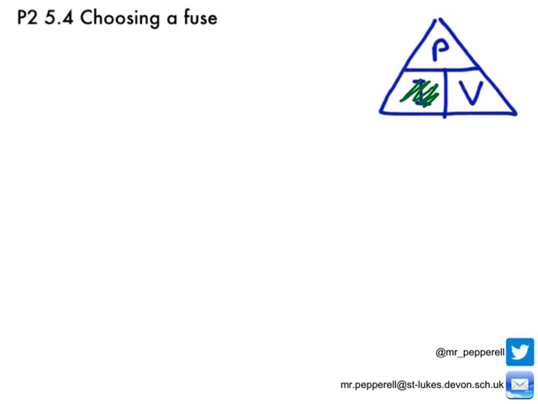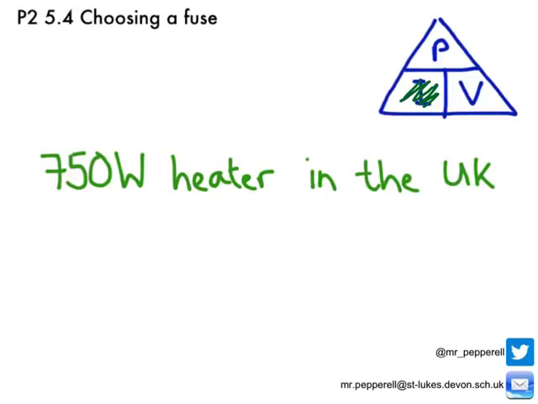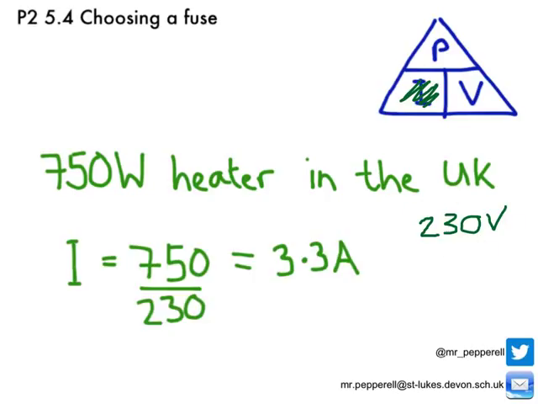So let's just try a little example of that. I'm looking at a 750 watt heater in the UK. Why is it relevant what country I'm in? Well, of course we know that UK mains voltage is 230 volts. So I've got the two values I need there. I've got a power, 750 watts, I've got a voltage, 230 volts. I can easily substitute those figures into my equation, so I can see here that current is equal to the power of 750 divided by the potential difference of 230 volts, which gives me a current of 3.3 amps.